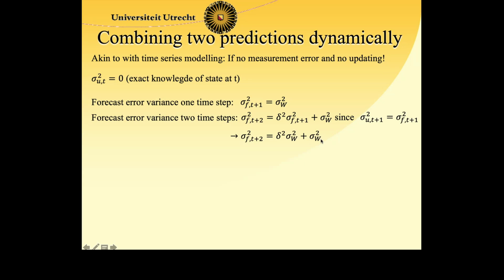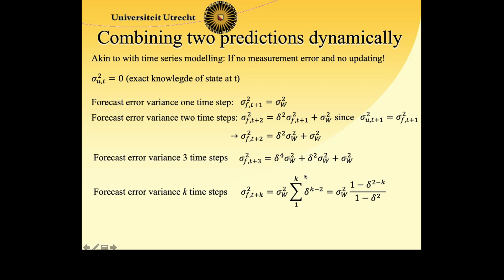Now, what about 3 time steps ahead? We get this one here. So you get this geometric series of deltas with the variance of the model error. And many time steps ahead, you can actually see that we get this one. And this is a geometric series that in the limit is equal to this one. We already saw this actually, and of course if k becomes infinite, yeah.